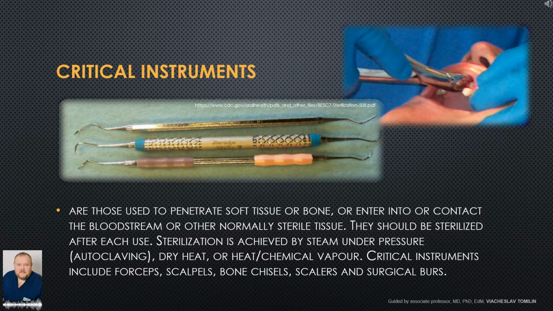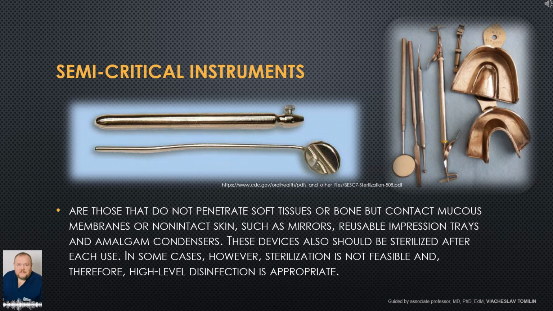They should be sterilized after each use. Sterilization is achieved by steam under pressure, autoclaving, dry heat, or heat/chemical vapor. Critical instruments include forceps, scalpels, bone chisels, scalers and surgical burrs. Semi-critical instruments are those that do not penetrate soft tissues or bone but contact mucous membranes or non-intact skin, such as mirrors, reusable impression trays and amalgam condensers. These devices also should be sterilized after each use. In some cases, however, sterilization is not feasible and, therefore, high-level disinfection is appropriate.